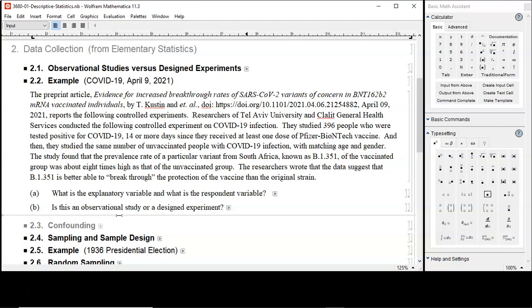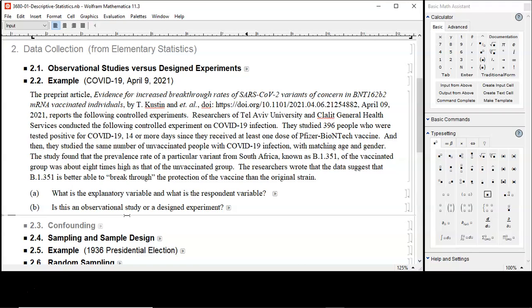Who made the decision about getting COVID infection or not? It was not mandated by anybody else. These people, the subject, made their own decision whether to get vaccine or not. So this is an observational study. Now, we had 2 observational studies about humans and then 1 designed experiment for lab rats. So maybe you're going to get some bad idea. Is it related to ethical issue? Not in general, as a matter of fact.